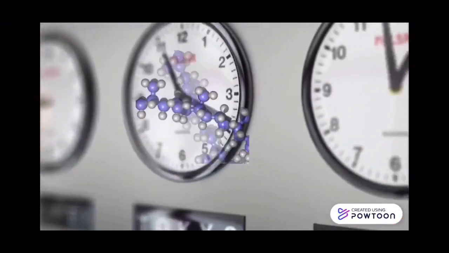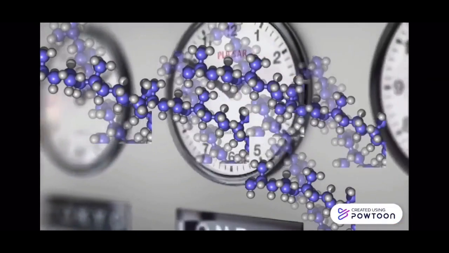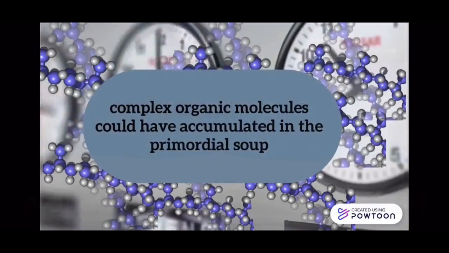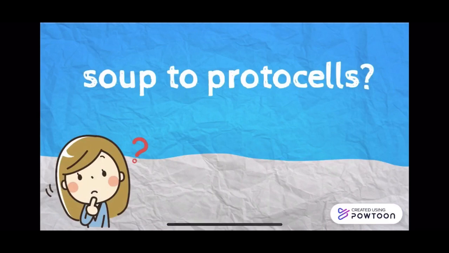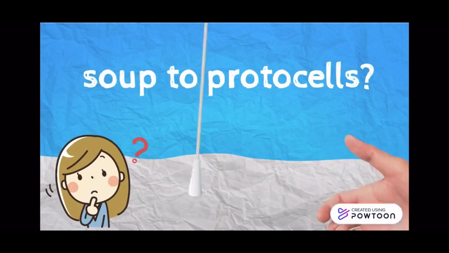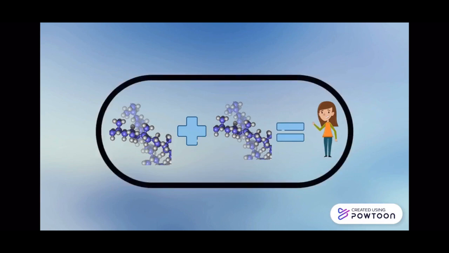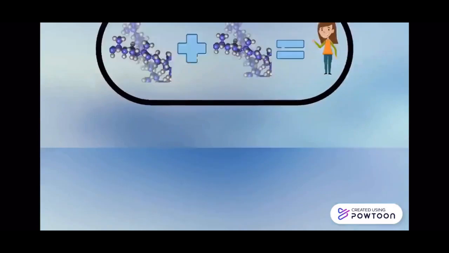Scientists hypothesize that countless of these reactions have been occurring over time, and complex organic molecules could have accumulated in the primordial soup. But how do we go from primordial soup to protocells? Once these biological molecules were formed, they needed to become integrated with one another to form living organisms. But to do so, they needed boundaries to separate them from the outside environment.